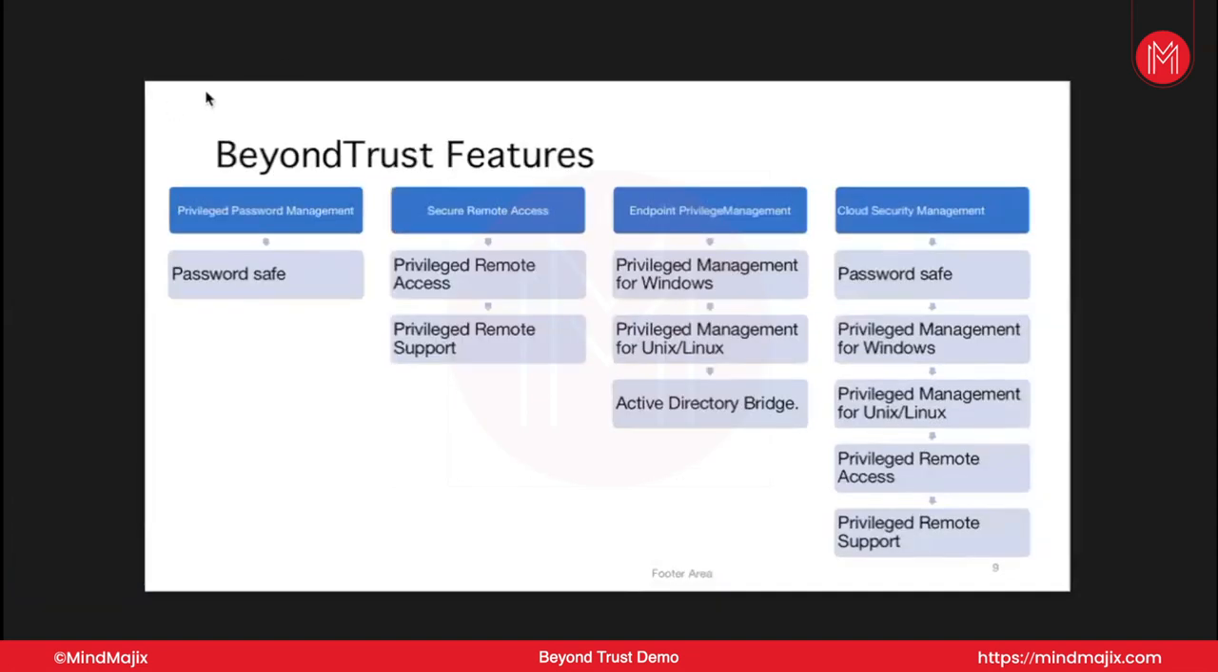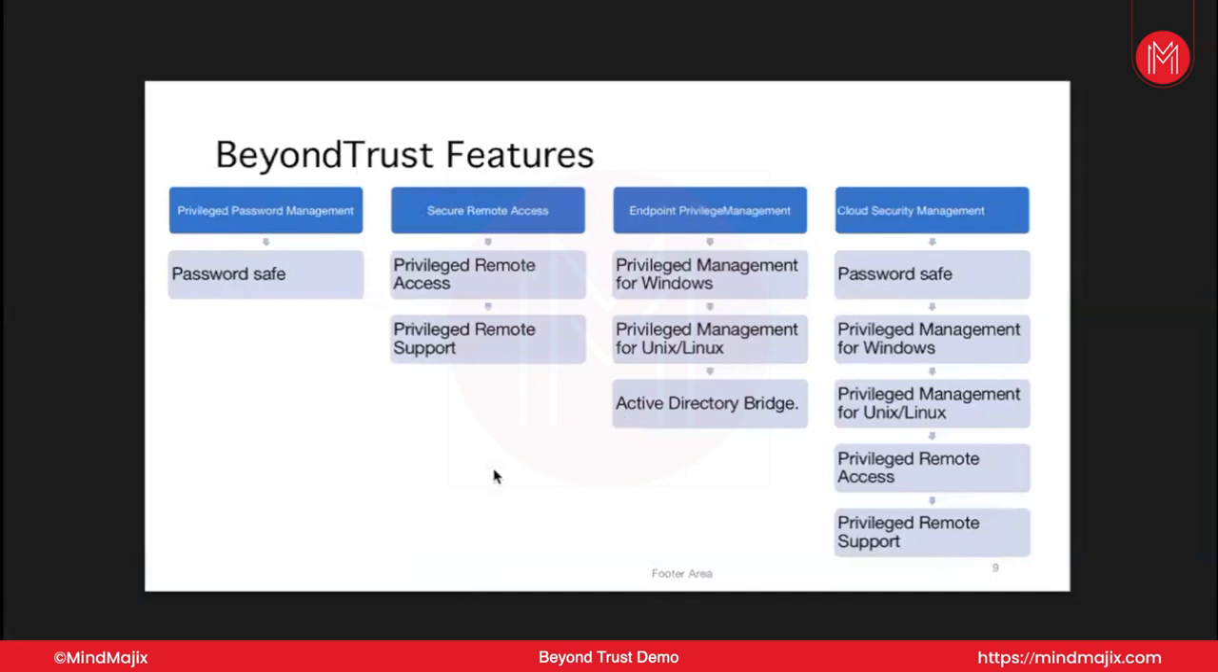Let's see the features BeyondTrust provides. As I said, privileged access management provides the password safe, where we store the passwords and change them automatically. And secure remote access, which provides access to other systems using the current location. Under the BeyondTrust names, these are privileged remote access and privileged remote support, the two concepts that are part of secure remote access. As I said, coming to endpoint privilege management, we can manage Windows, Unix, Linux, and the Mac too.